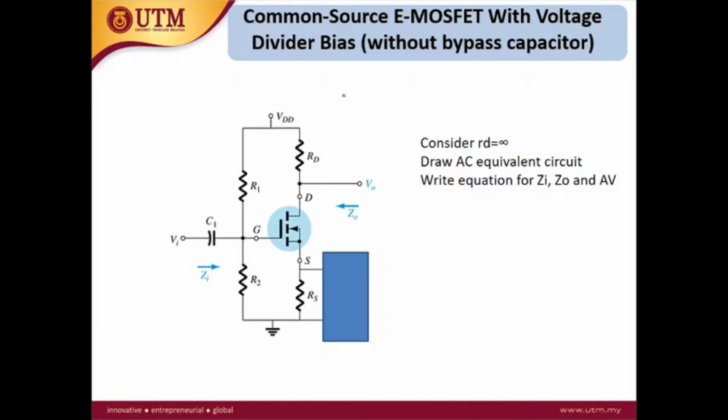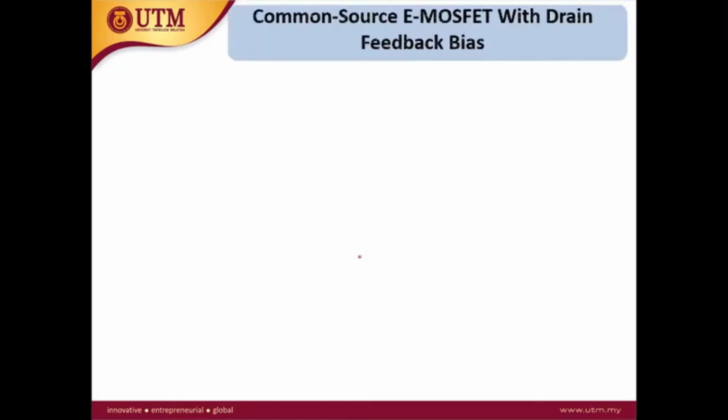Next, we consider the voltage divider configuration circuit without the bypass capacitor. So the difference is we remove the bypass capacitor. Okay, there is no bypass capacitor. So what will happen? In this case, we consider RD is equal to infinity. Then you need to draw the AC equivalent circuit and write down the equation for Zi and Zout as well as AV.